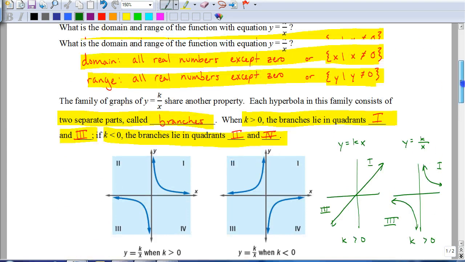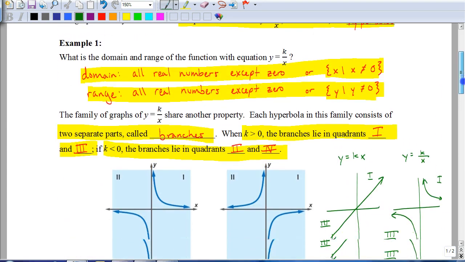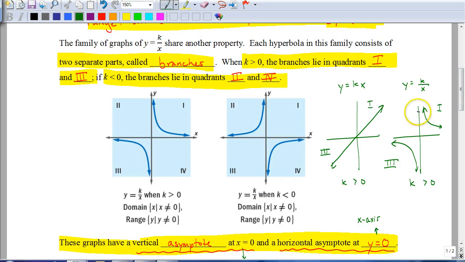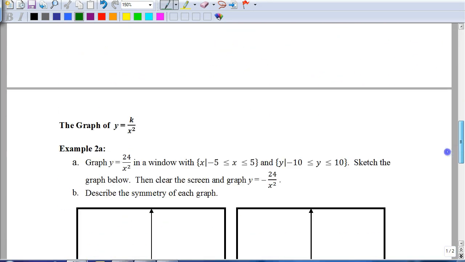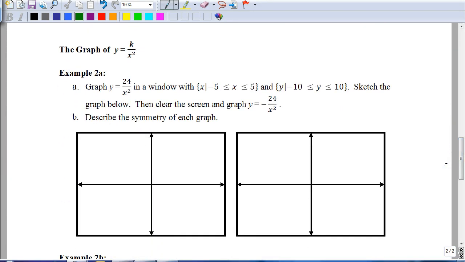Okay, so to review this front page of our notes, we're talking about hyperbolas, and they're in the form y equals k divided by x. Now what if it was in the form y equals k divided by x squared? Let's go back to our graph. We're going to graph 24 divided by x squared.